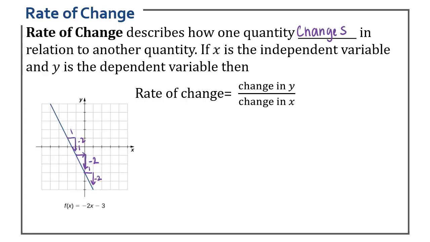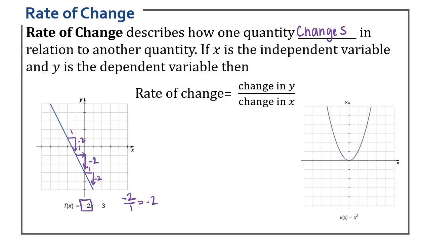So if I were to find this rate of change for this line, it's always going to be down 2, the change in y over the change in x, which is negative 2, which you can see represented here in the formula as the slope. But what happens if we look at a curve? We can see here this rate of change is not constant. It's different based on where we are in the graph.